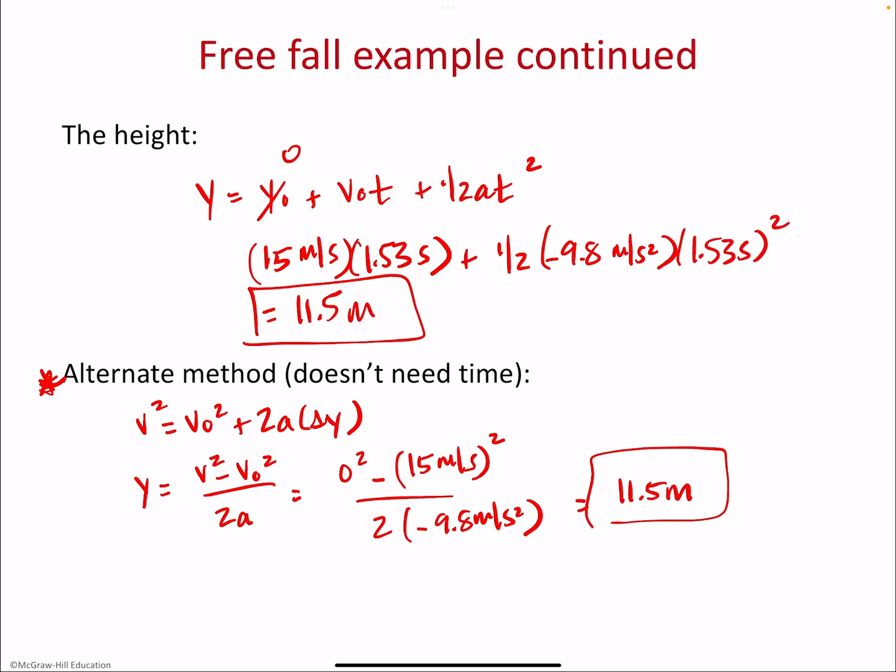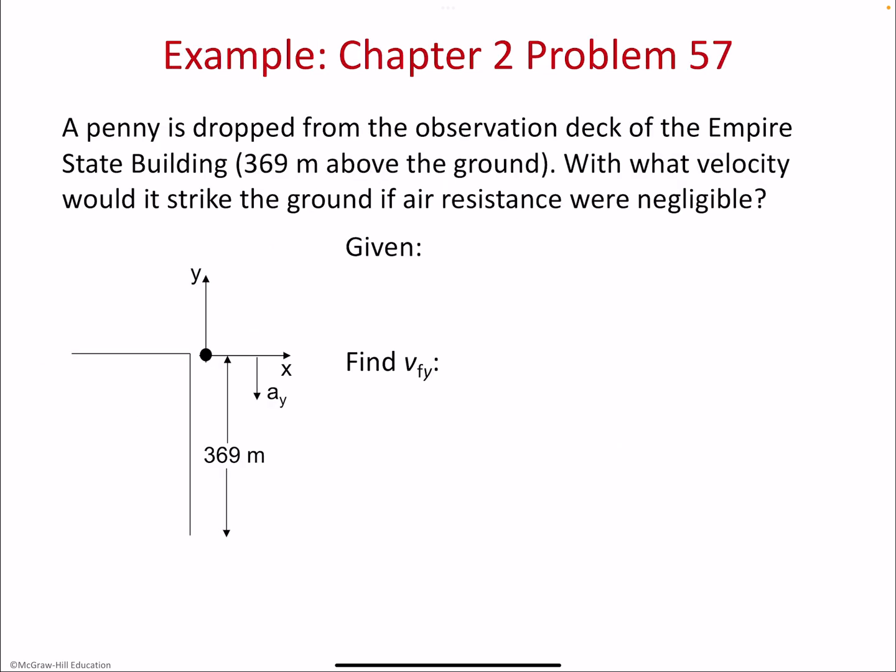Okay. Next. Okay, so this example is apparently number 57 in the back of your book. So a penny is dropped from the observation deck of the Empire State Building, which is 369 meters above the ground.